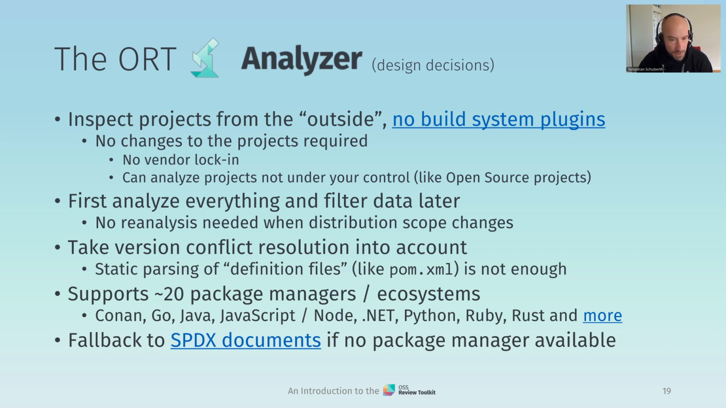We by now support about 20 package managers or ecosystems, and among those there is Conan, Go, Java, JavaScript, .NET, Python, Ruby, Rust, and several more.